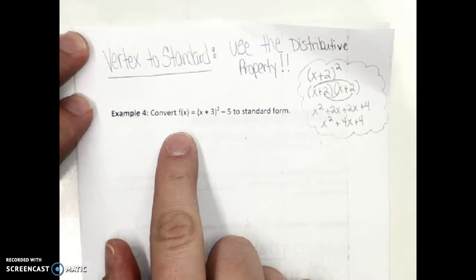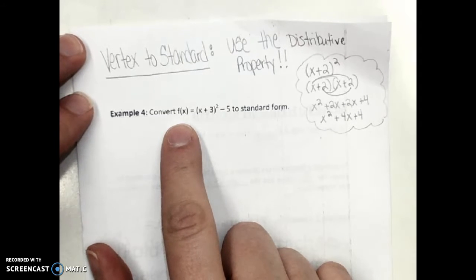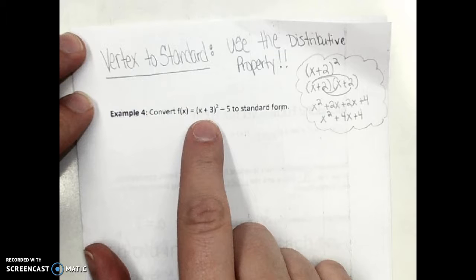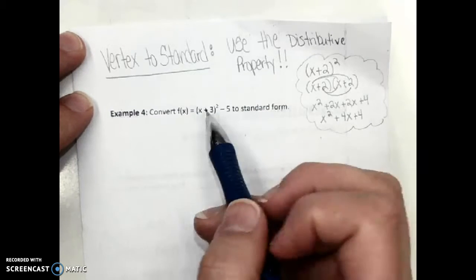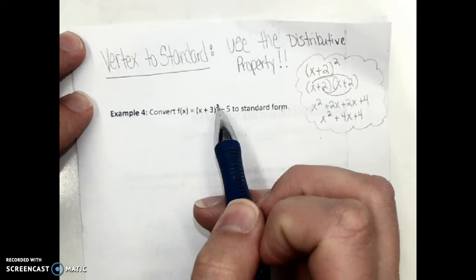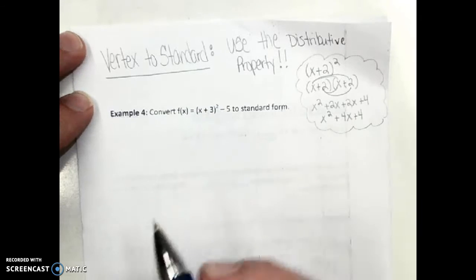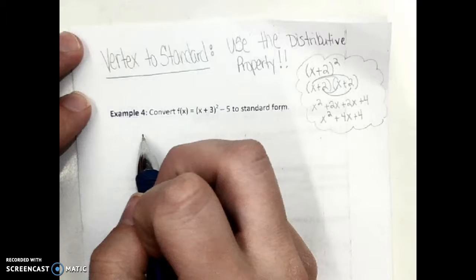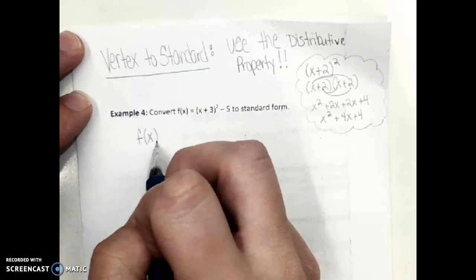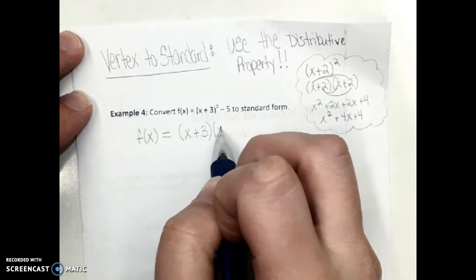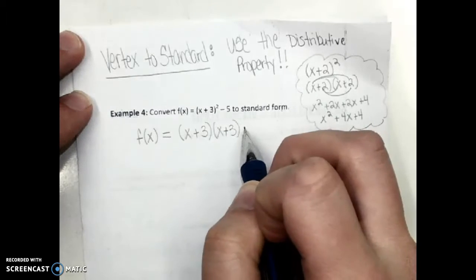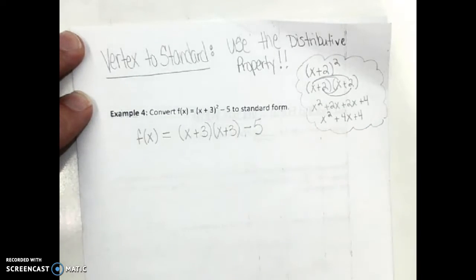Look at the function you're given. Convert f of x equals x plus 3 squared minus 5 to standard form. X plus 3 squared means you write x plus 3 two times. So you start out with f of x. That'll be in each step. You write x plus 3, x plus 3. Don't forget minus 5. That's part of the final answer.